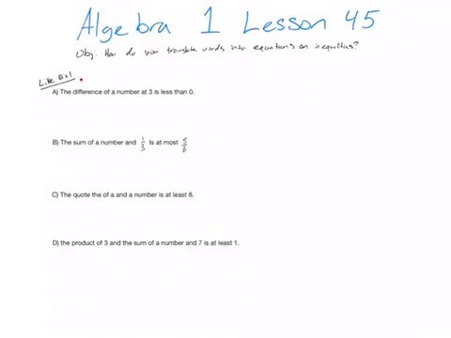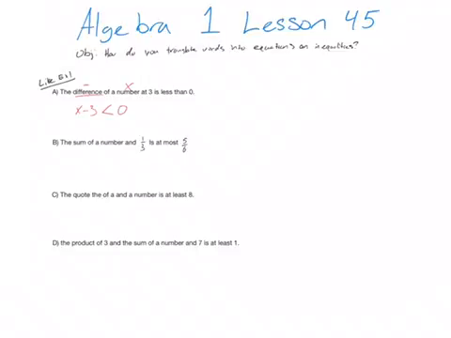So let's go ahead and just get started. This is example 1. It says the difference of a number and 3 is less than 0. Remember, the difference is referring to a subtraction sign, and we'll just use x, a number, and 3. So I'm going to say x minus 3 is less than 0. That means the number on the left is going to be smaller than the number on the right.